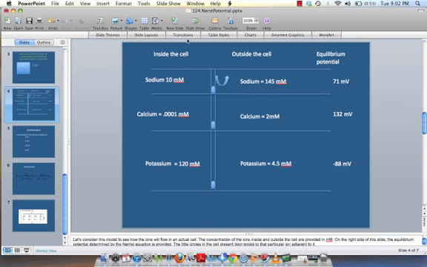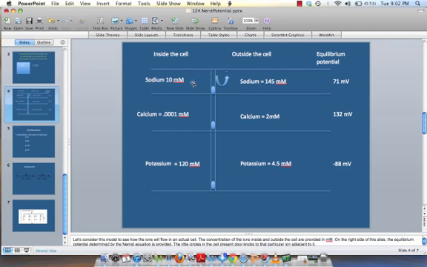Let's assume that the inside of the cell is on the left-hand side and the outside of the cell is on the right-hand side. Furthermore, let's assume that this middle line right here is a gate that can be opened and closed. This is the doorknob. If this gate is open and these two gates are closed, then the cell will move towards 71 millivolts. Once it reaches 71 millivolts, there will be no net transfer of sodium inside and outside of the cell. Therefore, sodium will continue to move from inside of the cell to the outside at the same rate that sodium will move from the outside to the inside.